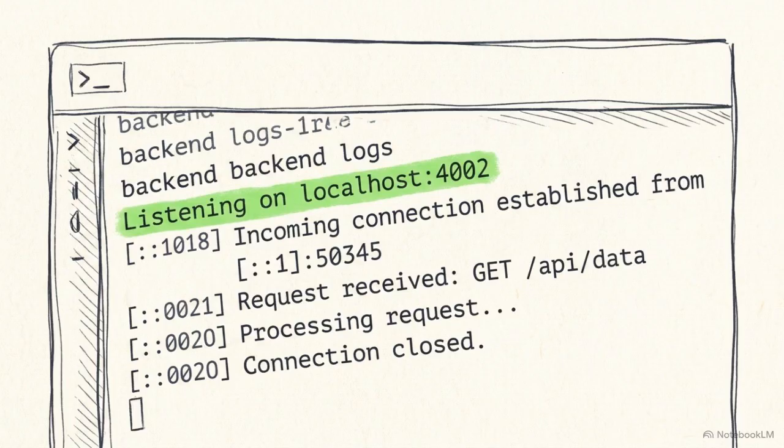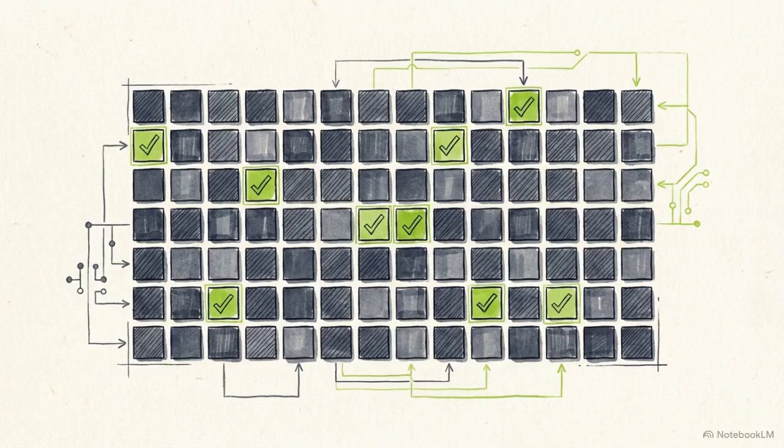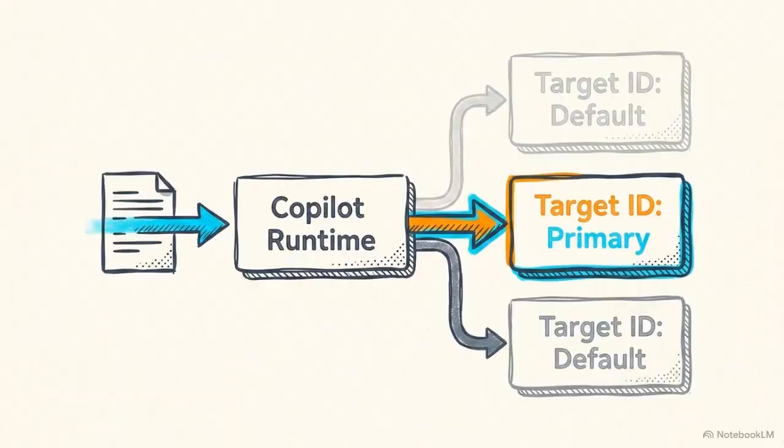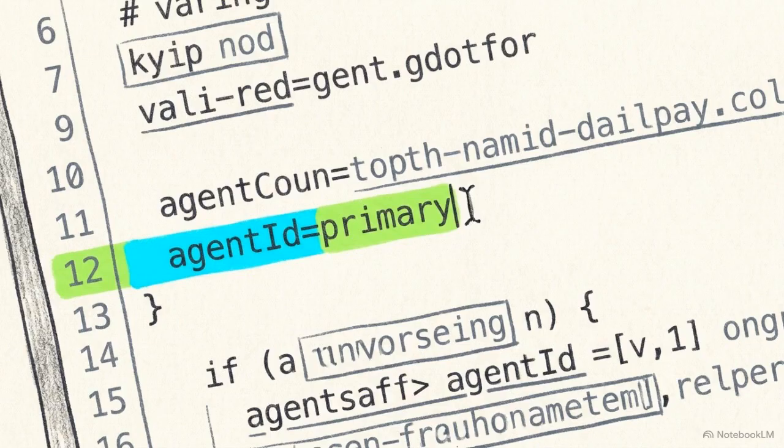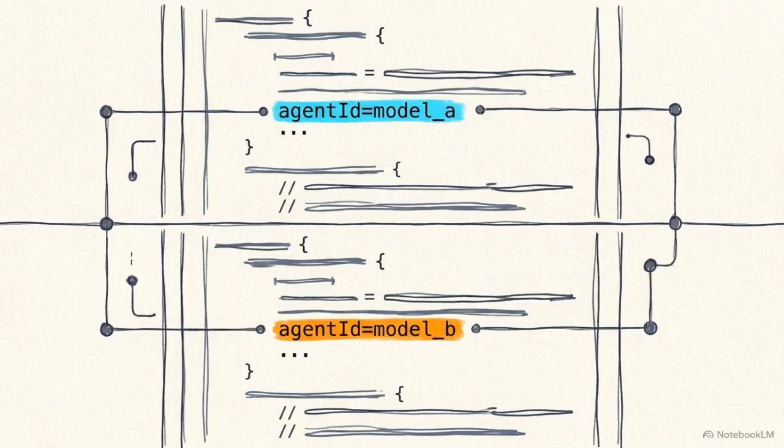The Copilot runtime intercepts these streams on port 4002. It acts as a registry, actively managing the events and mapping a specific agent ID to the correct backend endpoint before routing the data to the user. This registry creates a strict abstraction layer. Because the React component only targets a logical agent ID rather than a hard-coded URL, you can swap the backend from a LangChain OpenAI implementation to a Google Gemini agent by updating the mapping in the runtime.